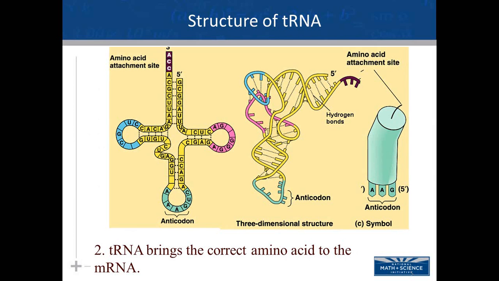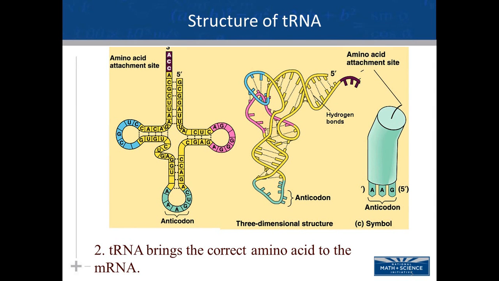The second thing that we need in the process of translation is a transfer RNA. Now, what we're looking at here on this slide is, first off, a two-dimensional structure of a transfer RNA. You'll notice that over here is the 3' end and here's the 5' end. And if you were to follow it along, you would see that it is indeed a single molecule. However, it does allow for base pairing among its nucleotides, and it forms this cloverleaf structure, if you will.